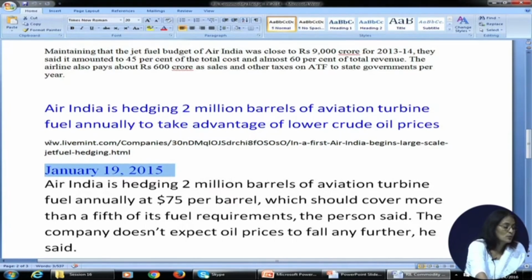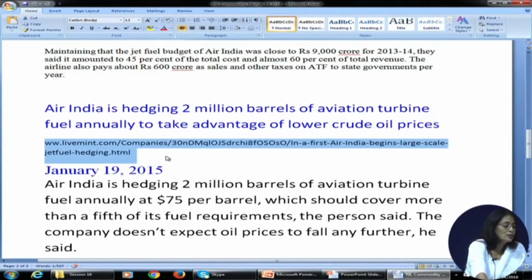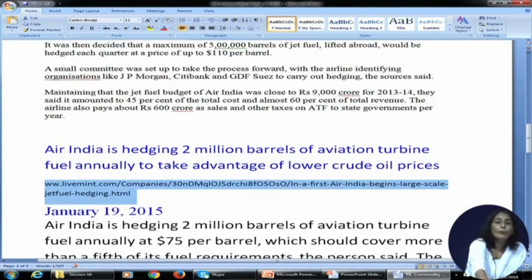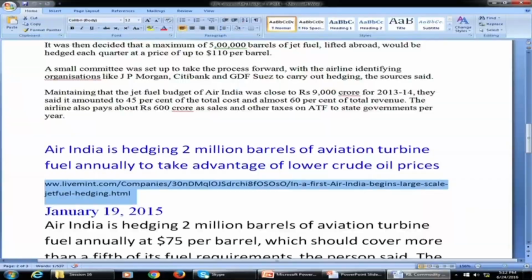So this was reported by Live Mint. This link is also given. The essence of all this discussion is that not many Indian companies have entered into different kinds of derivative contracts to mitigate their energy price risk. If at all they are doing something, they must have done a long-term forward contract, which is not available.